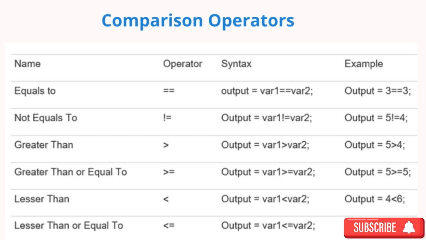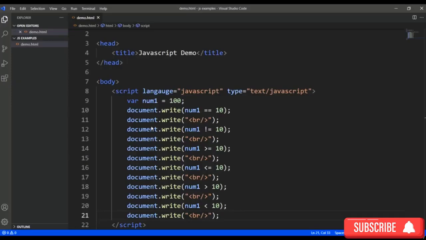So all these operators will compare two values and will always return a boolean, either true or false, on the basis of the comparison made. So let's see practically how we can start implementing these operators. For implementing the comparison operators, I have simply taken a variable and, using the assignment operator, I have assigned a value called 100.